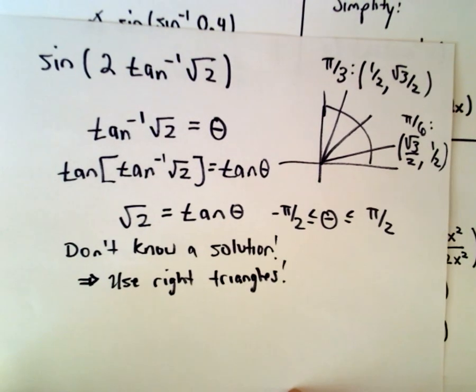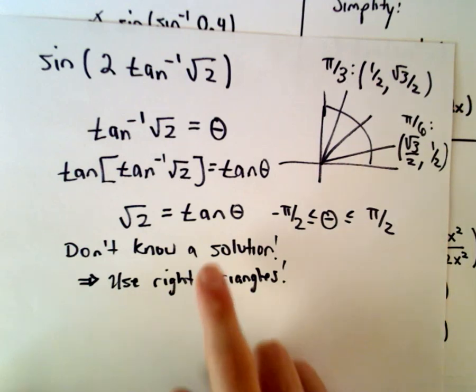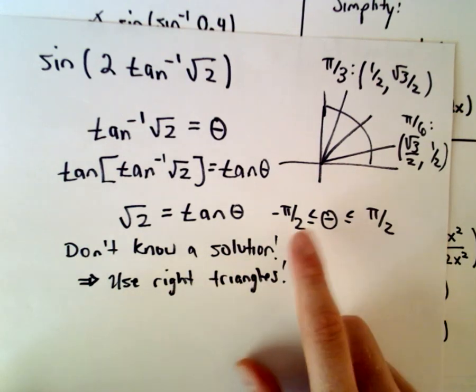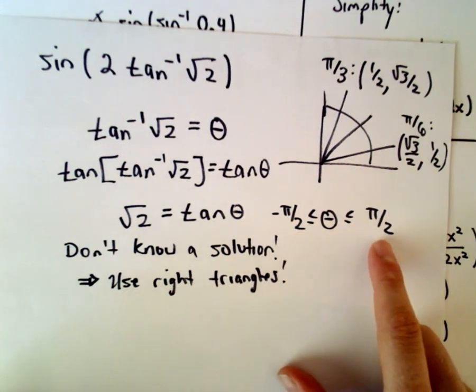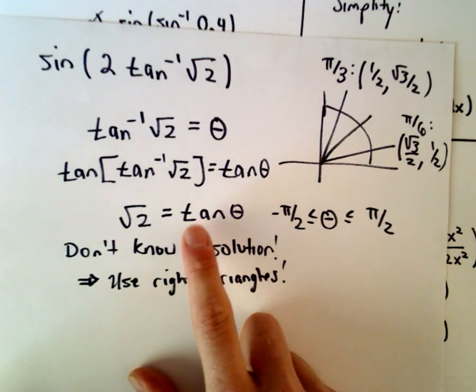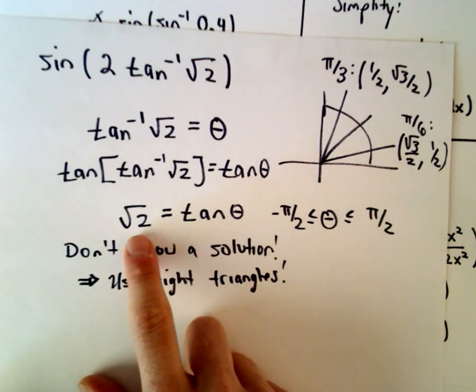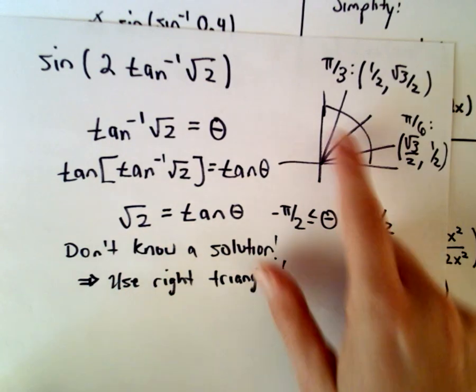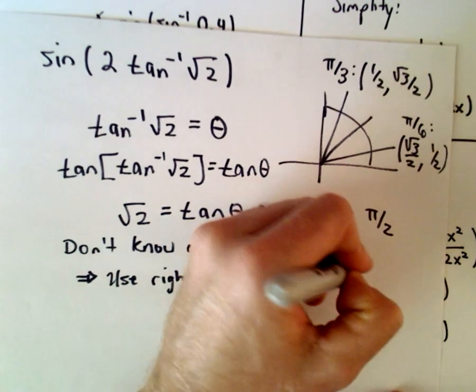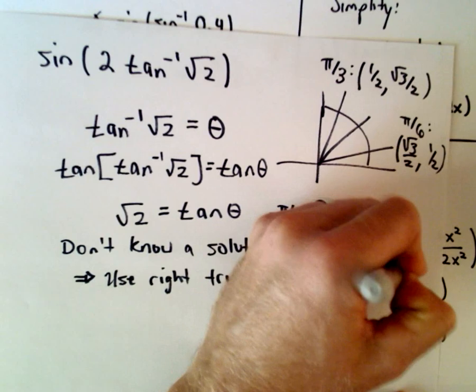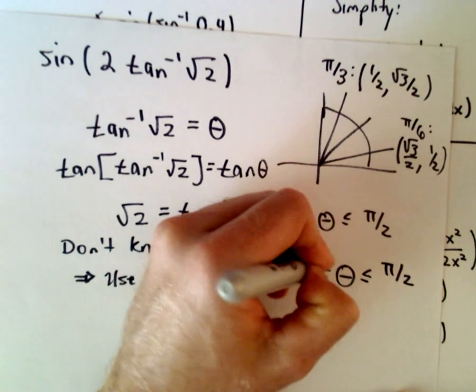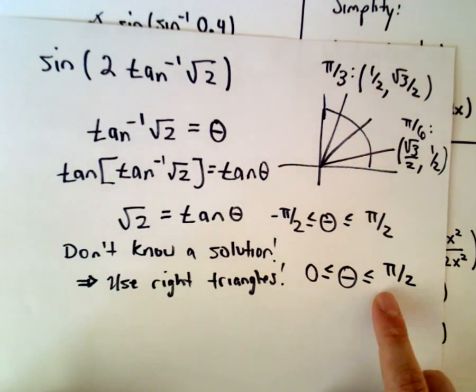Okay, so we can even restrict ourselves again like we did a second ago. Normally the angle is going to have to be between negative pi over 2 and positive pi over 2 for tangent. But if the tangent of our angle is going to be a positive number, that's going to restrict us to the first quadrant. So we can really even say that in this case, theta is going to be between 0 and pi over 2.